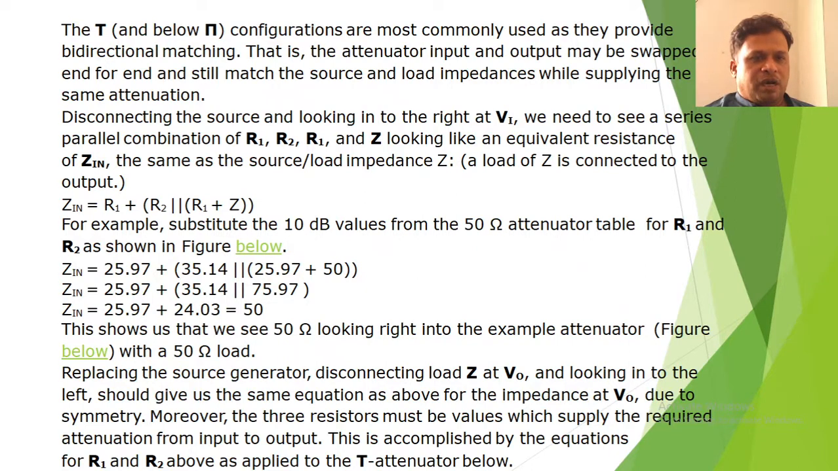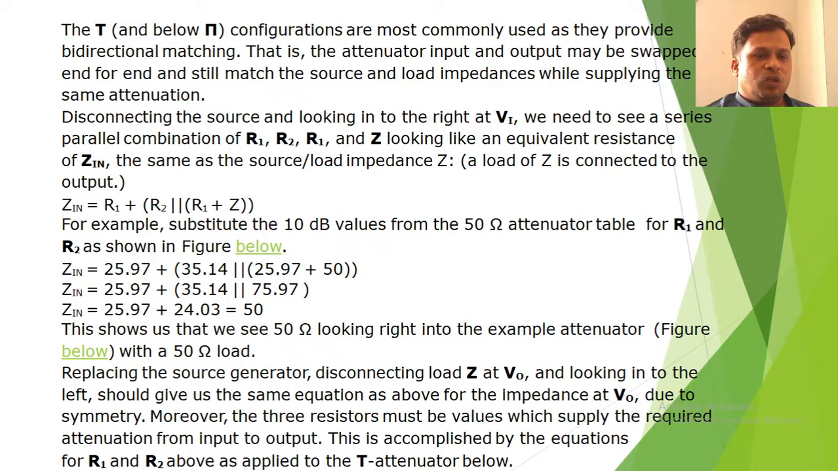These attenuators of T and pi configurations are most commonly used as they provide bidirectional matching of the values. That is, the attenuator input and output may be swapped end for end and still match the source and load impedances while supplying the same attenuation.